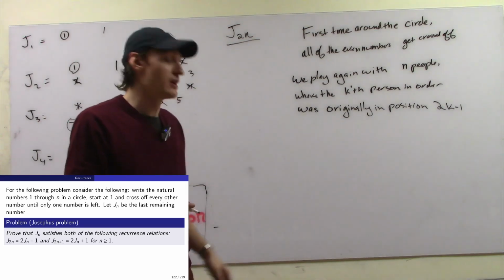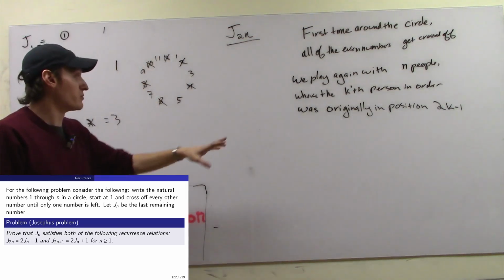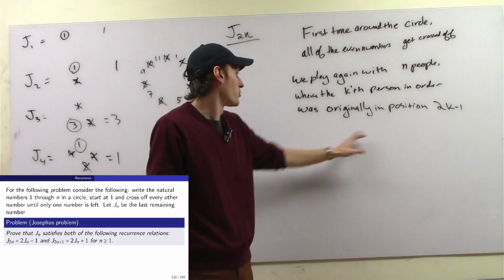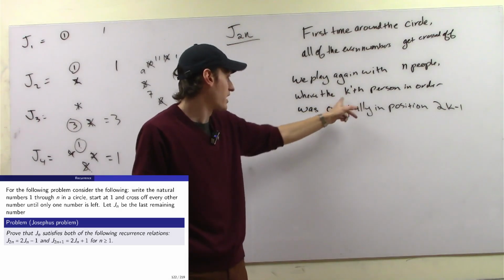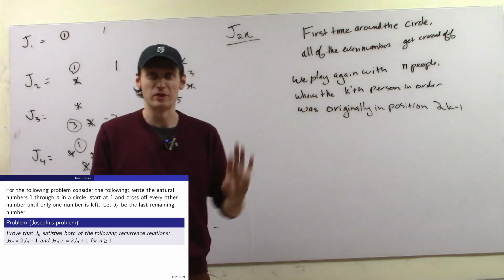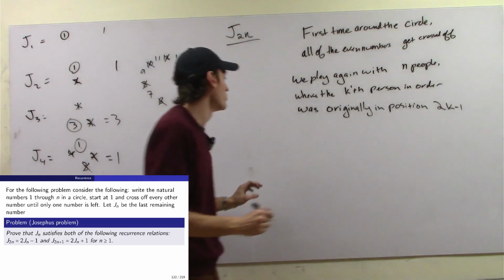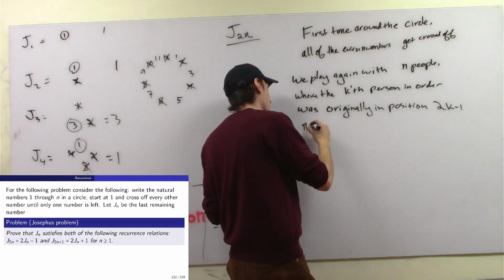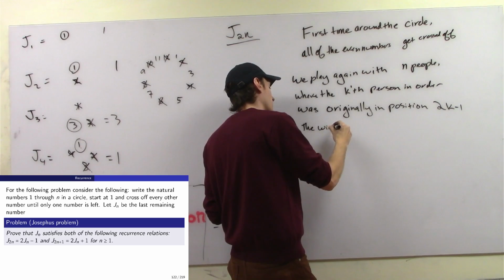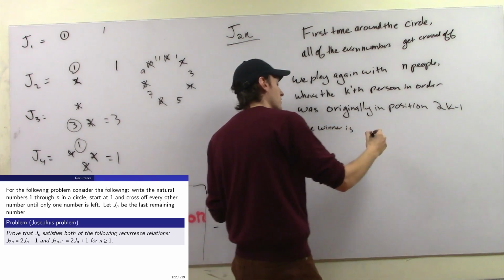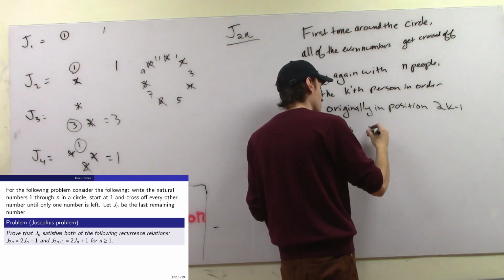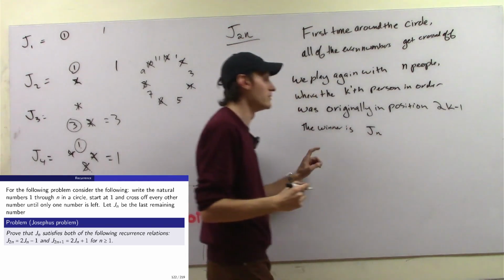So this goes around. So then we just play the game again with them. So we play the game with n people, where the kth person in order was originally in position 2k minus 1. So then, who is the winner? The winner is number J sub n in this new game.